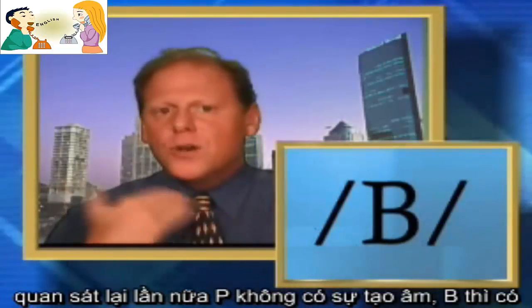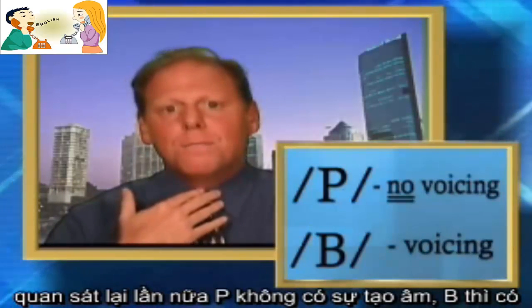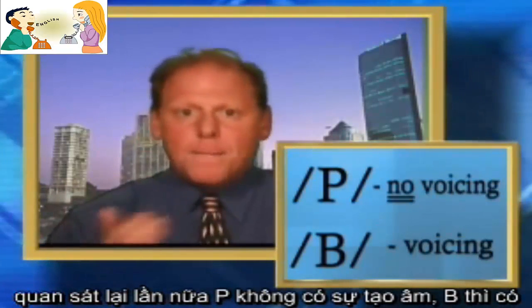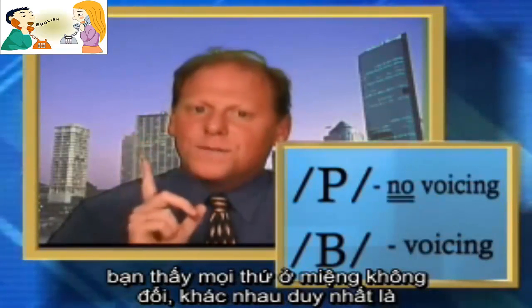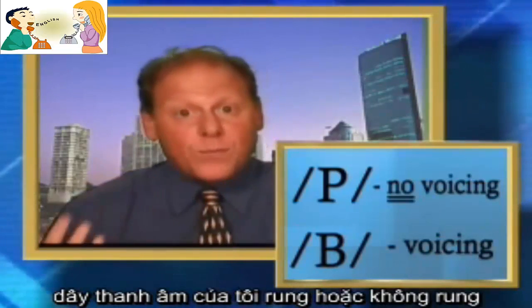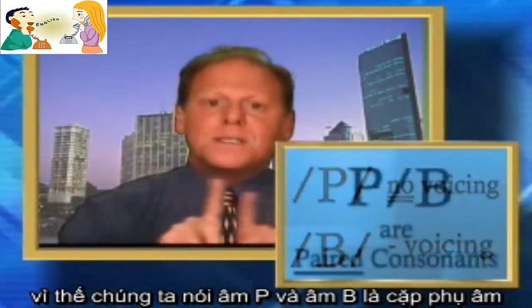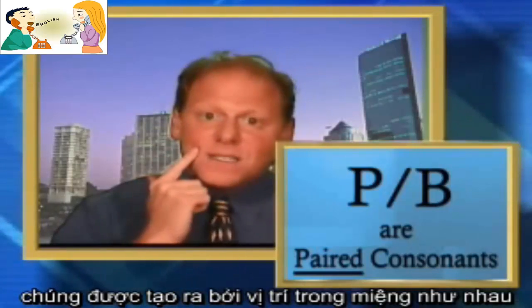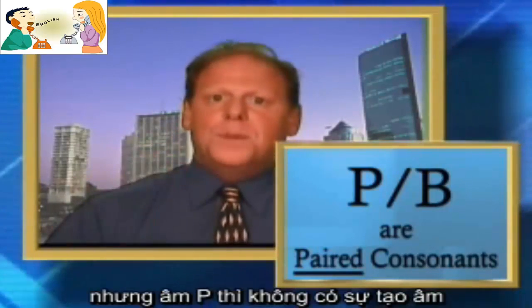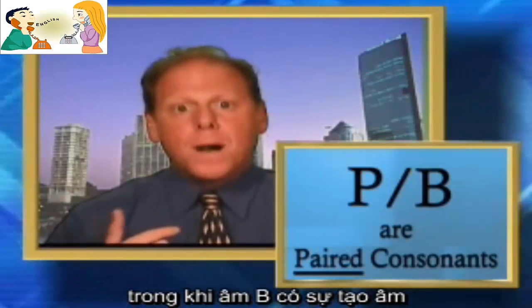Watch again. P, no voicing. B, b, b. B, voicing. You see that everything here stays the same. The only difference is my vocal cords are either vibrating or they're not vibrating. So we say the P sound and the B sound are paired consonants. They are produced exactly the same way here in your mouth, but the P sound has no voicing and the B sound, b, does have voicing.